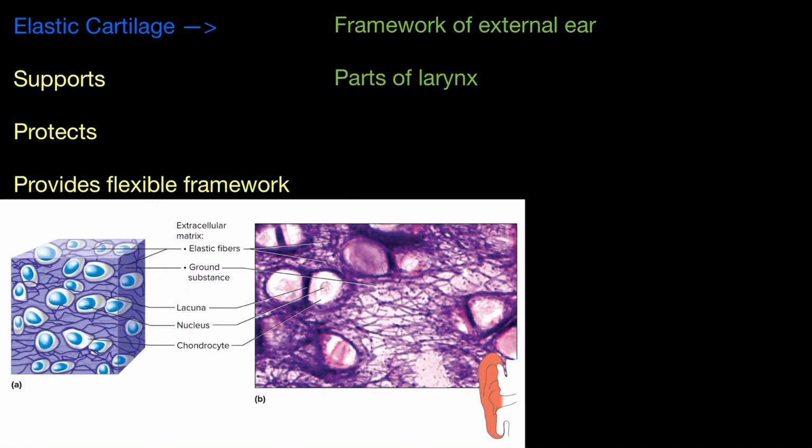Now, a different type of cartilage is elastic cartilage. The functions are almost the same, except that it provides a more flexible framework. The extracellular matrix of elastic cartilage is going to include a lot more elastin fibers, which are visible when you look at the picture here. And they make up the framework of the external ear and also parts of the larynx.